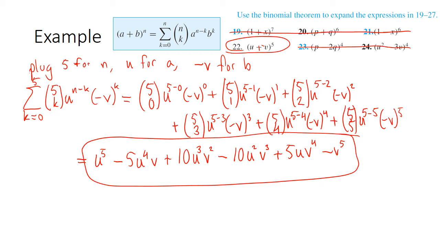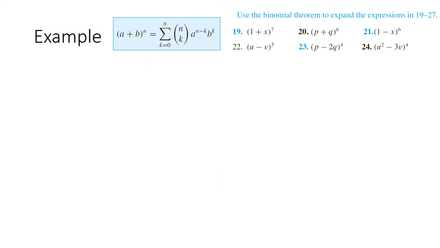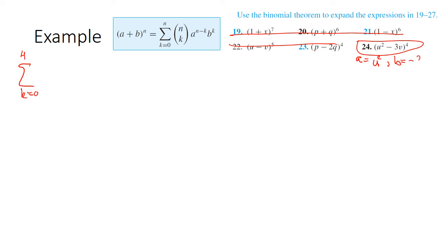All right, so I think I'm going to skip over 24 because I hope you got the idea now. Well, let me just go ahead and do it just in case. All right, so now let's do 24. Okay, it's only to the fourth, so not so bad. So this is going to be the sum from k equals 0 to 4. And then notice in here that a is going to be u squared, and b is going to be negative 3v. So it's a little bit complicated, actually. So it's probably good we're doing this one.